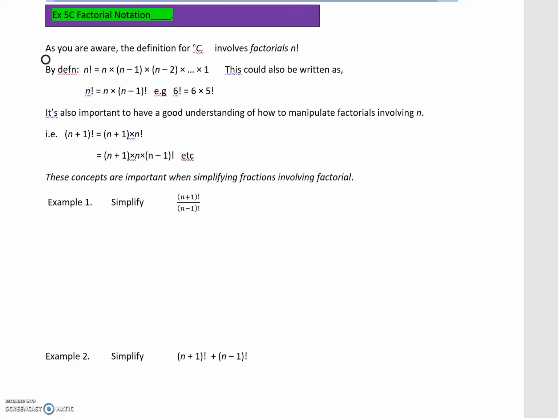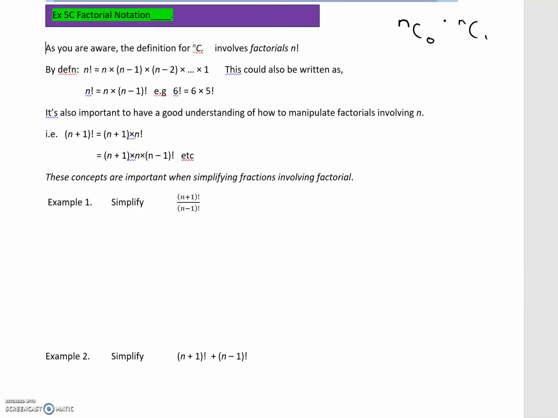Exercise 5C delves more into some of the features of the calculation for the coefficients in a binomial expansion. So you've been using nC0 or nC1, and up until now you've relied on your calculator to calculate those for you.